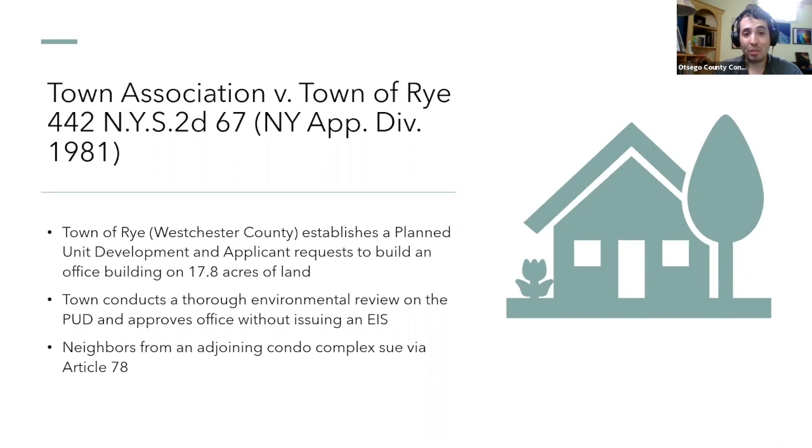However, this review took place prior to the SEQRA regulations being implemented. And so they did a pretty thorough environmental review on the planned unit development. Once SEQRA was enacted, they said, okay, we'll approve the project and we don't have to issue an environmental impact statement because we already studied the environmental issues associated with this project pretty thoroughly. A group of adjoining neighbors from a condo complex say, hold on a second, you have to comply with SEQRA, and they sue via an Article 78 proceeding.